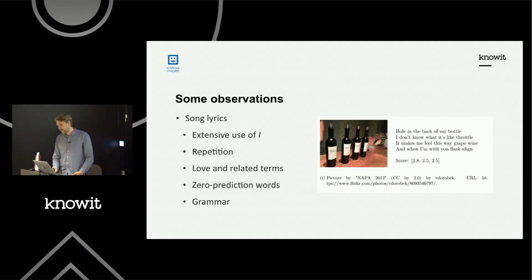There's also a lot of love and related terms to love, which you can see throughout the poems. And there's also a lot of zero prediction words that just occur once or twice. And I also want to say that the grammar this makes is a lot better than what I thought when I started. I'm doing a little bit of post-processing and fixing a little bit of grammar, but it is not a lot. And all of this is basically just predicted by the network itself.